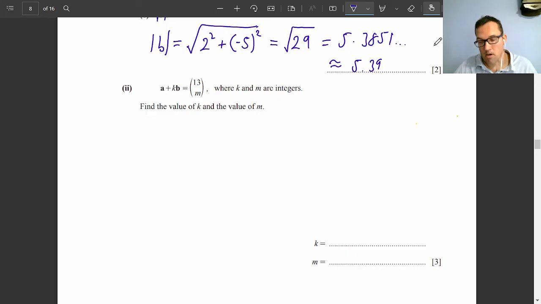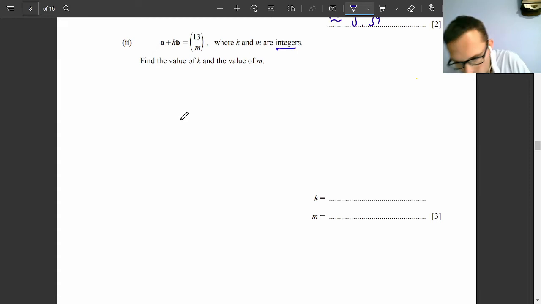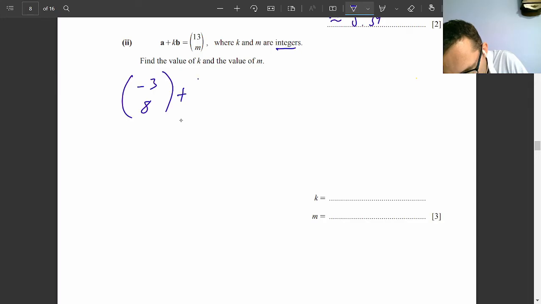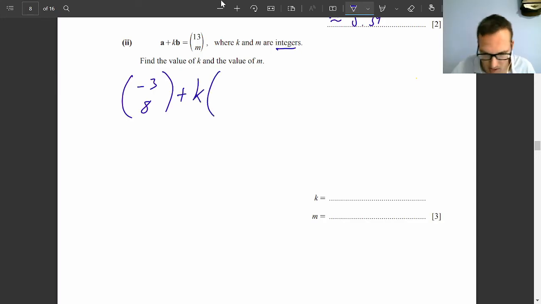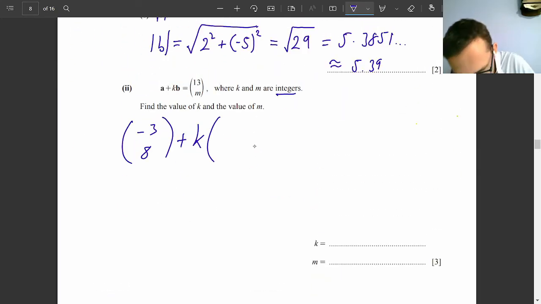Question 5a, part 2. A plus kb equals 13 over m, where k and m are integers. Integers, remember, whole numbers. Find the value of k. Let's write down what we have. We got the vector of a up there, minus 3 over 8. So let's write that down. We write minus 3, 8. Then plus k, the vector of b. We got it over there, 2 over minus 5. And that equals 13 over m.